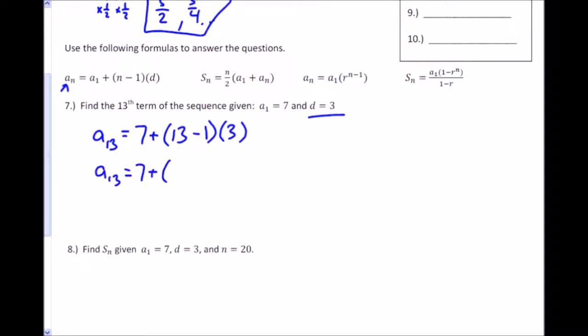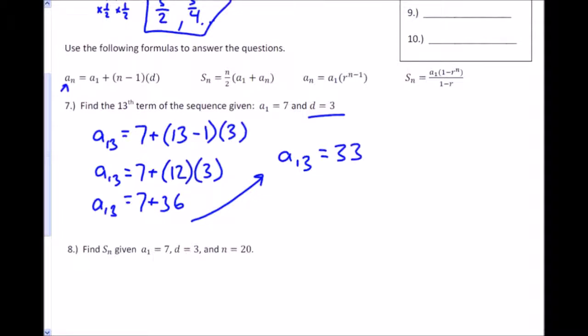And I just have to simplify this. That's 7 plus 12 times 3. So that's going to be 7 plus 36. So I find out that the 13th term looks like it's going to be 33. Sorry, 43. Let me try that one more time. 43. There we go. And that's it.